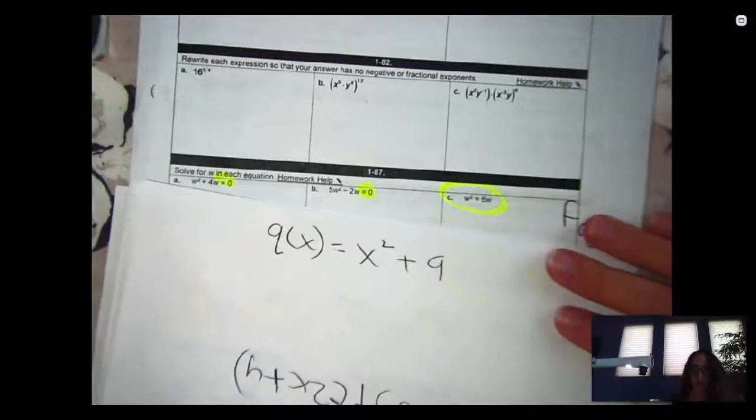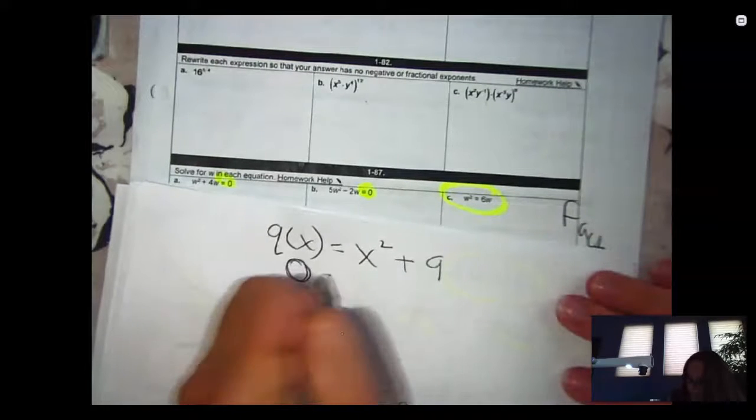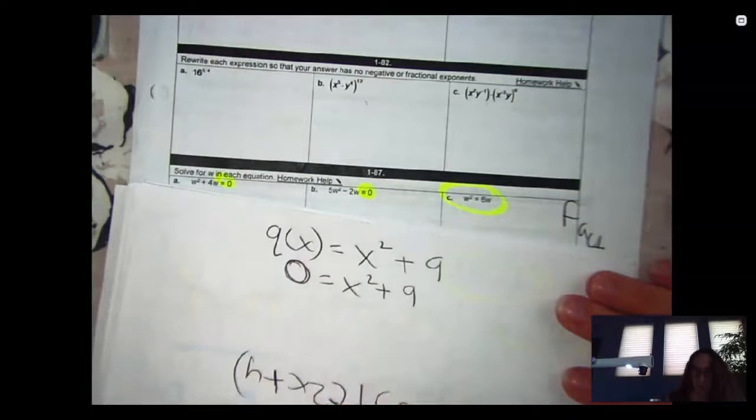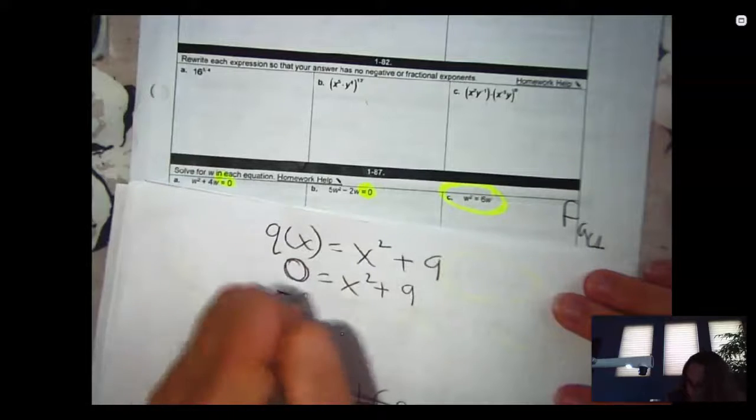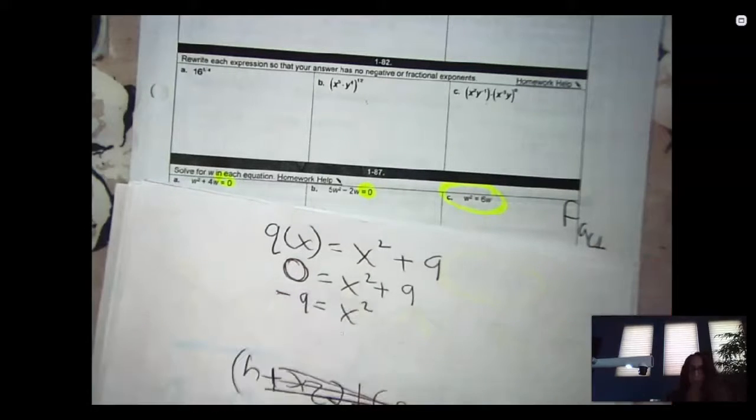They want to know, where does this graph cross the x-axis? Graph it. Okay, it says use Desmos and set it equal to 0. Okay, let me give you a separate example. What they want you to do is, if I gave you, I don't know, q of x equals x squared plus 9, and I said solve, you would make that a 0. Then you would subtract 9, and then you would square root.